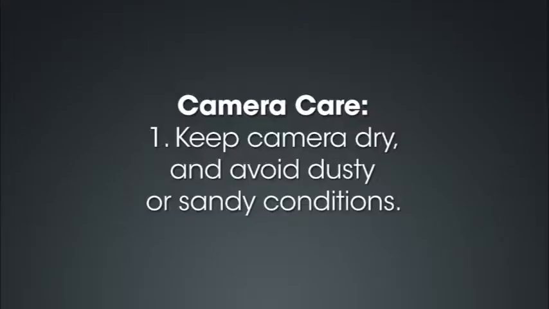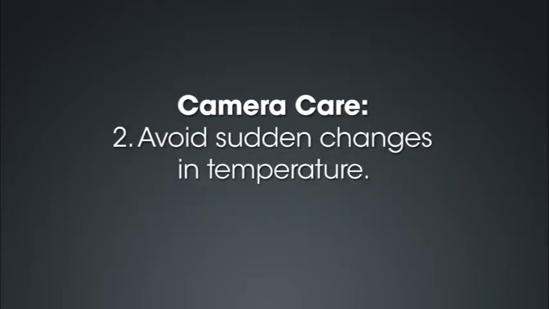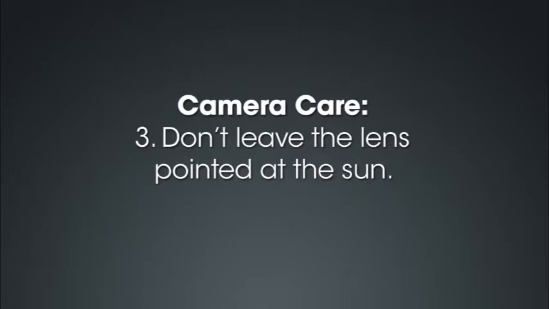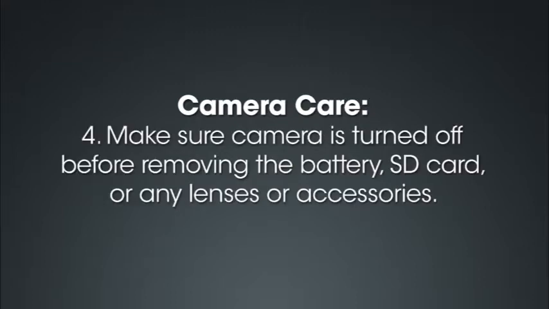When you're using the camera regularly, you'll want to protect it from several environmental elements that could cause some damage. The camera should stay dry, and contact with dust and sand should be avoided. You'll also want to avoid subjecting the camera to sudden changes in temperature. If the camera is cold and is suddenly brought into a warm environment, condensation or moisture can build up on the camera's internal components. Also, leaving the lens pointed at the sun will cause damage to the camera's image sensor. Finally, make sure that the camera is turned off before you remove the battery, memory card, change lenses, or attach any accessory to the accessory shoe. You'll want to consult your owner's manual for a complete list of care techniques and cautions.